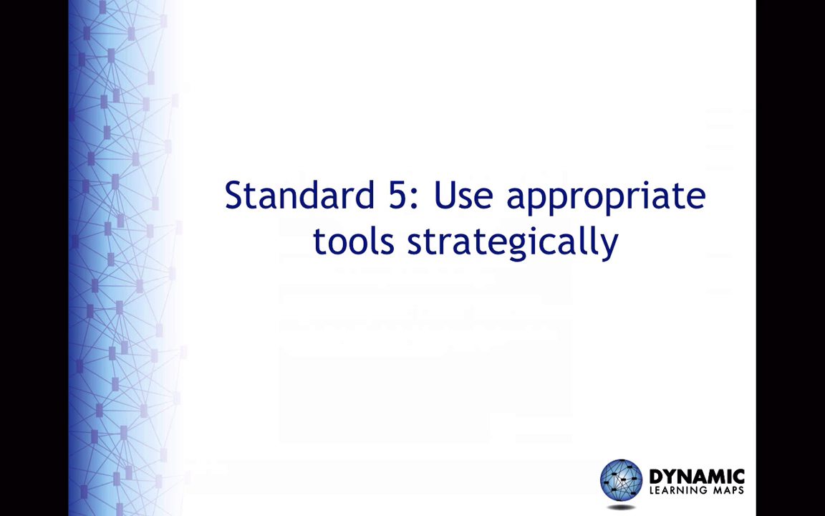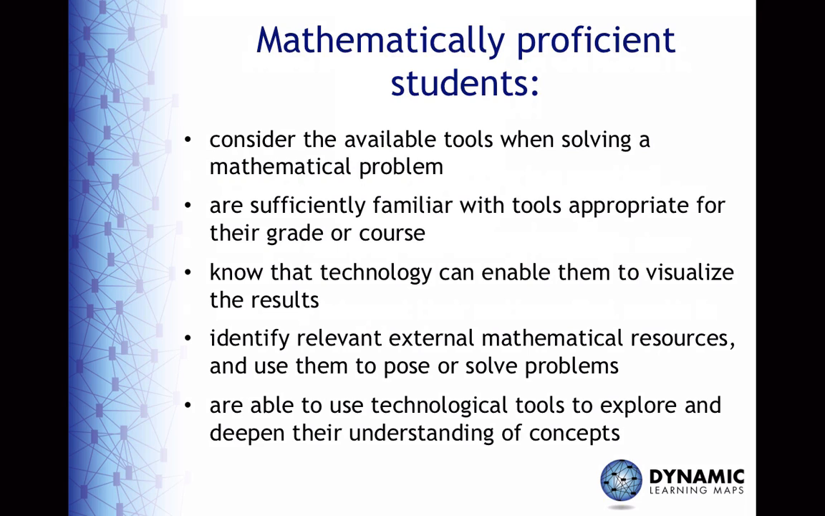Standard 5 is related. It focuses on using the appropriate tools strategically. Mathematical tools are quite diverse. They include obvious tools like calculators and rulers, but also include manipulatives, graphs, diagrams, and other means of visually representing mathematical thinking. Students who are successful with Standard 5 are proficient at using the available tools when solving a mathematical problem. They are familiar with the tools appropriate for their grade or course and can make sound decisions about what each of the tools might help them accomplish.